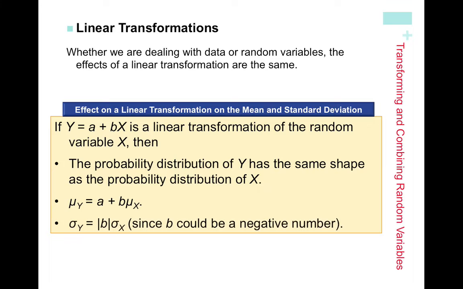So this is just kind of summarizing everything here. If you were actually going to do both at the same time, so if you were going to add and multiply, then the addition and the multiplication will affect the mean. The shape is not going to be affected. And then the standard deviation is only going to be affected by the multiplication.